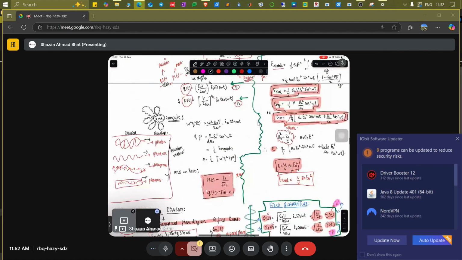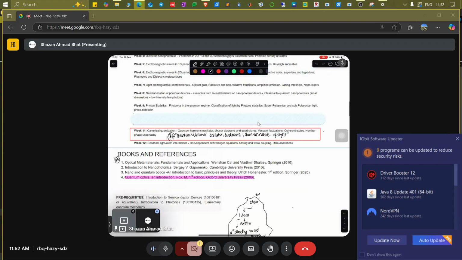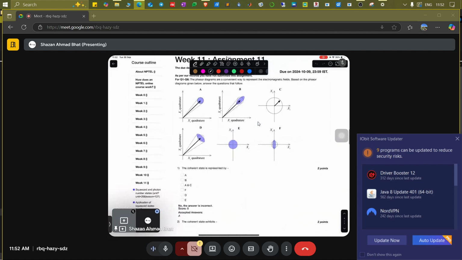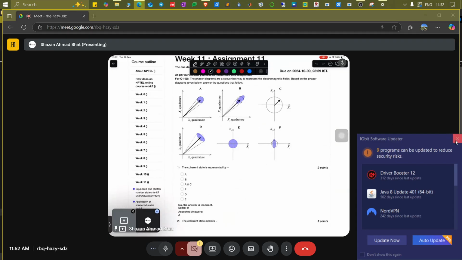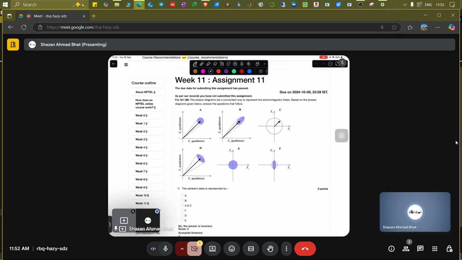Okay, so let's talk about the questions now. If anything new exists, anything new we encounter in the questions, then we can discuss it. So the first question says that phasor diagrams are a convenient way to represent the electromagnetic fields. So these are phasor diagrams, which are basically x1 of t and x2 of t, and this x1 of t is related to q of t, x2 of t is related to p of t, and this q of t is in turn related to the position, p of t is related to the momentum.